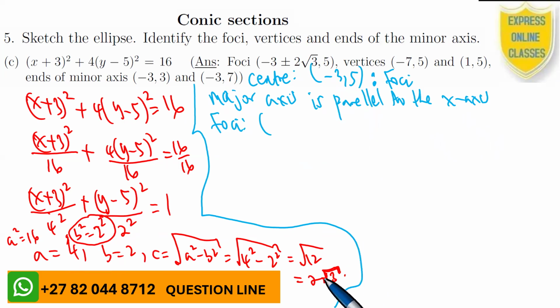It's going to affect the x coordinates. So the x coordinate is -3, but you're going to add or subtract this one. You're going to add or subtract 2 square root of 3. And now it goes with the 5. Right, it goes with the 5.